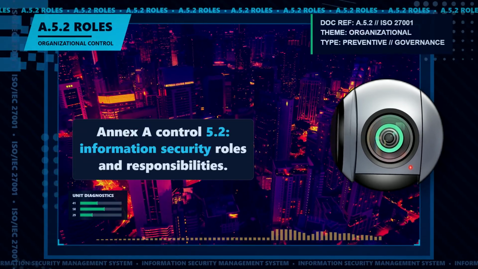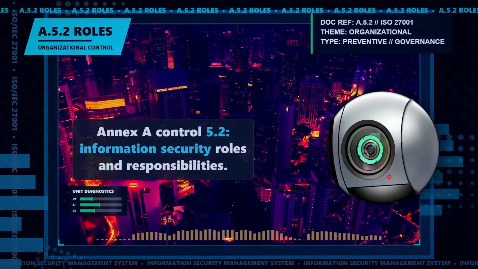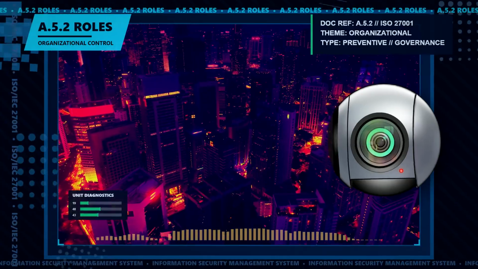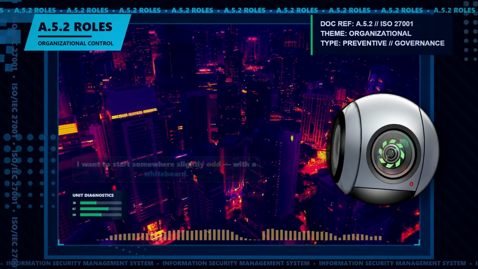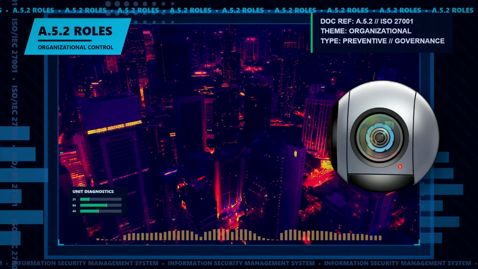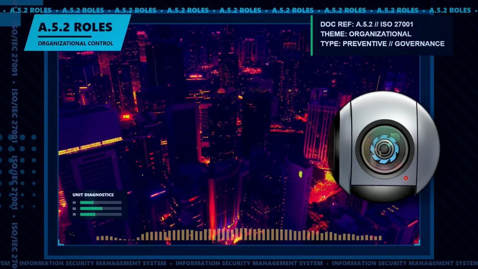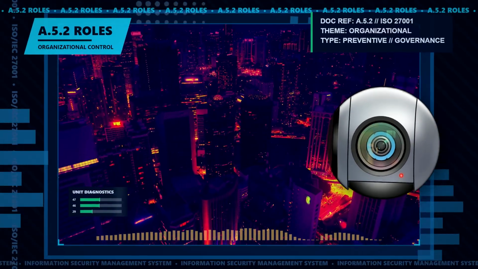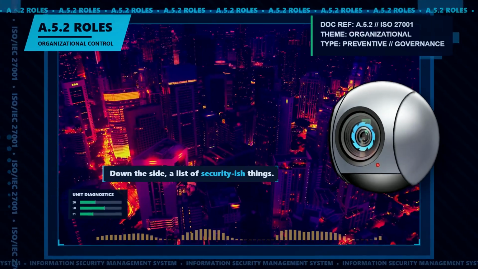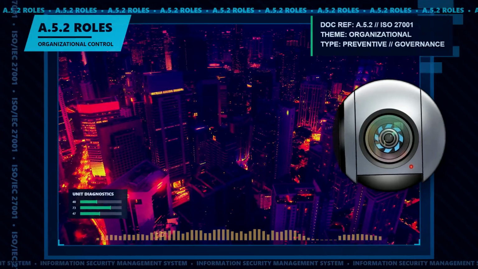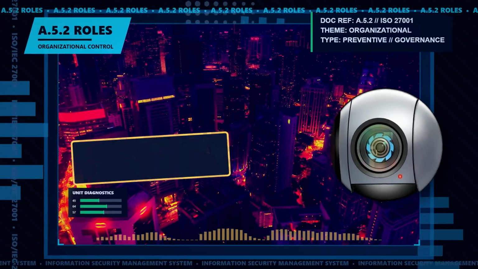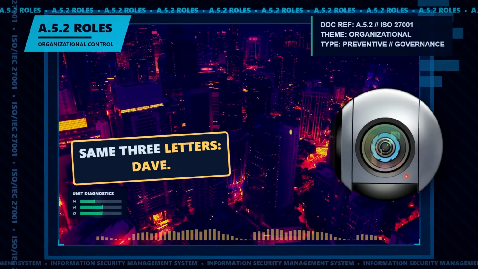Annex A Control 5.2, Information Security Roles and Responsibilities. And I want to start somewhere slightly odd, not with the standard, with a whiteboard. Because almost every small company I've ever poked at has one of these. A grid. Down the side, a list of security-ish things, across the top, the team, and in every single box, the same 3 letters: Dave.